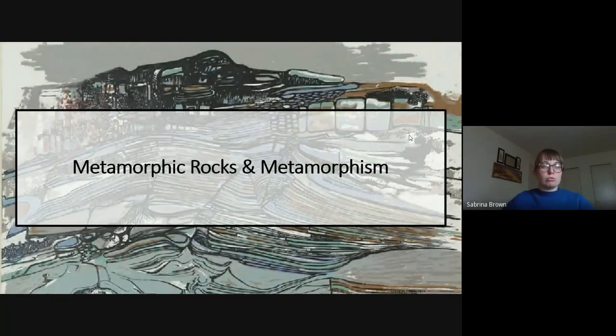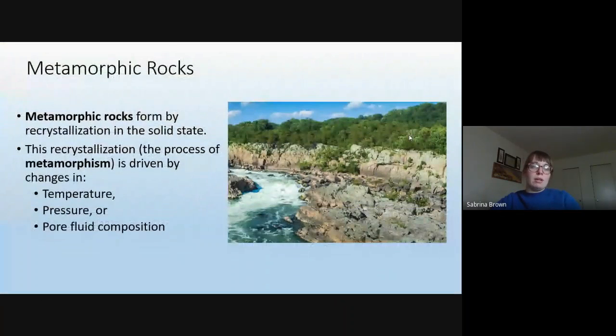All right, so first let's introduce some vocabulary terms, including metamorphic rocks and metamorphism. So metamorphic rocks form by recrystallization in the solid state. And so the important thing to know about metamorphic rocks is that this process is happening as the rock is a solid. So if the rock melts into a molten material like magma, then when that magma recrystallizes or solidifies, then we form an igneous rock. Metamorphic rocks are formed when things recrystallize as a solid, right?